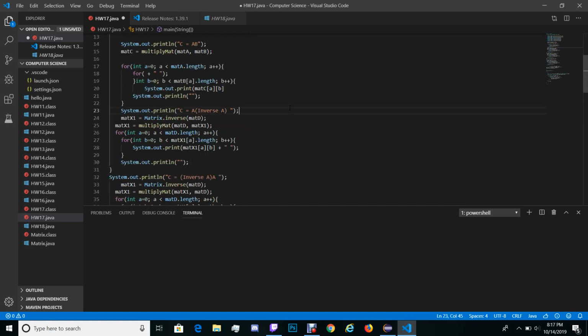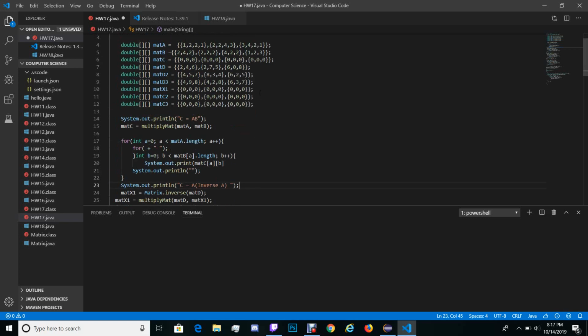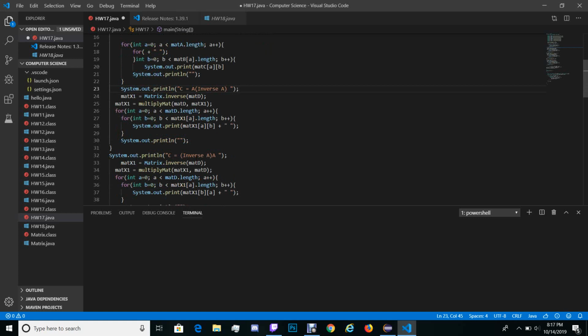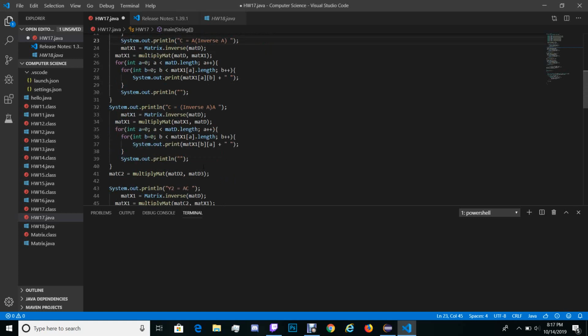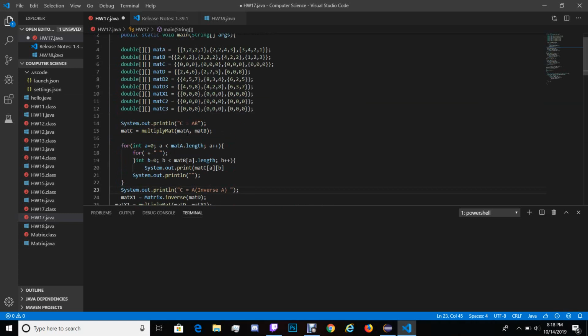So basically, what I'm trying to accomplish is doing 4 different types of functions, I guess. So I have C equals AB, C equals A times the inverse of A, C equals inverse A times A, and then Y2 equals A times C. So basically, I'm just going through my standard multiplication functions.